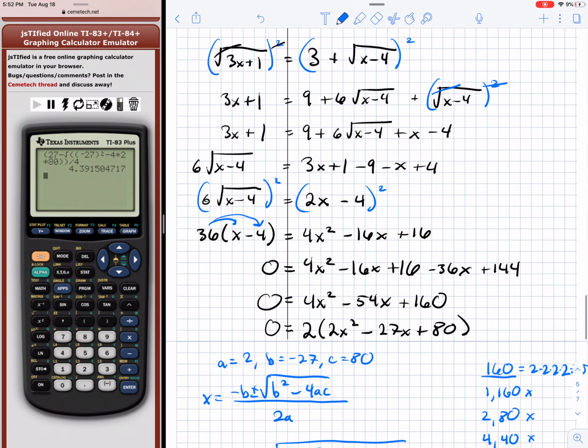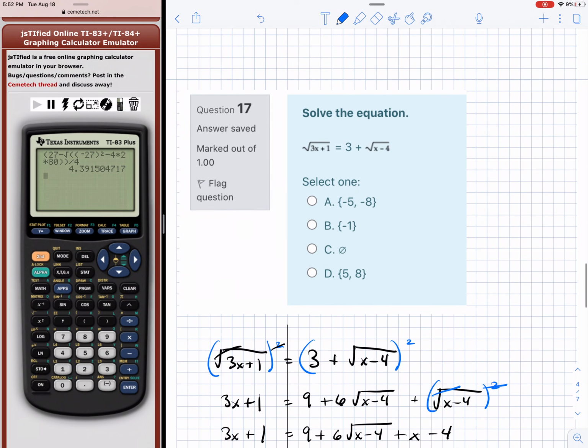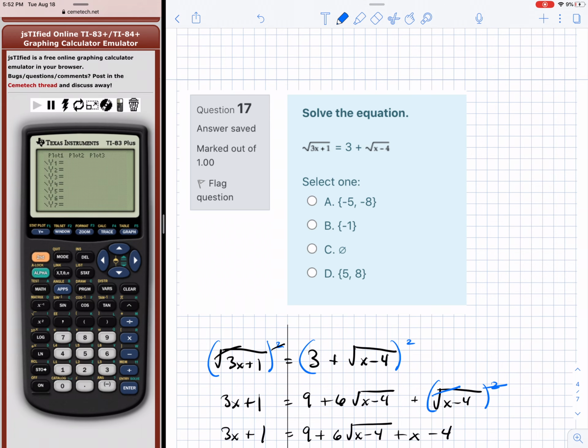and plug it back into the original. So now what I'm going to do, I'm going to go to my y equals. Basically what I'm going to do, I'm going to say the square root of 3x plus 1 minus 3 minus the square root of x minus 4. Okay. I'm going to quit variables, y variables, 1 and 1. And I want to basically plug in the answer that we got. We should get 0, and we don't. So that's not a solution.